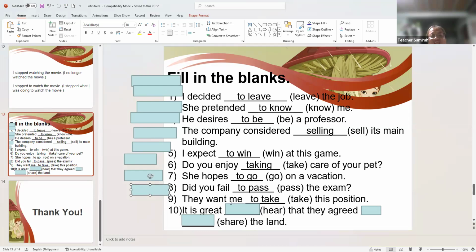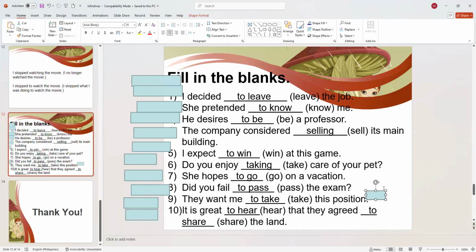It is great blank that they agreed blank the land. It's great to hear that they agreed to share the land. Okay, let me see if you have the correct answer. To hear. And the last is to share the land. So if your answer is "to hear" and "to share," then you need to check your answer.